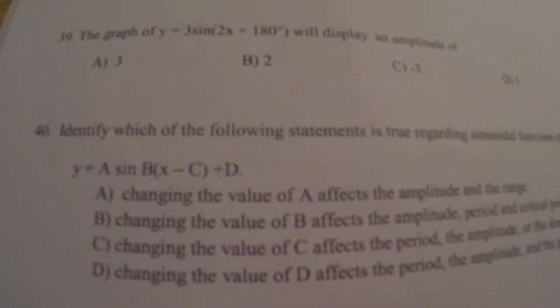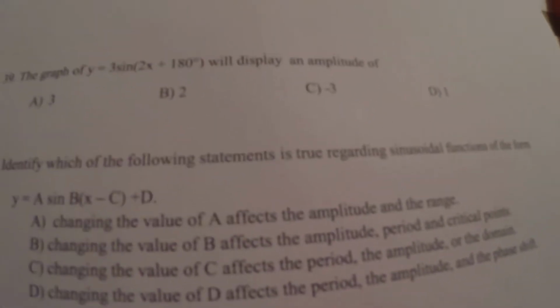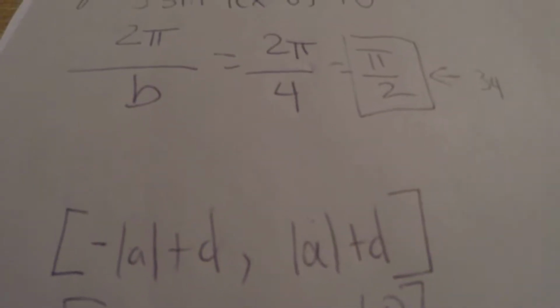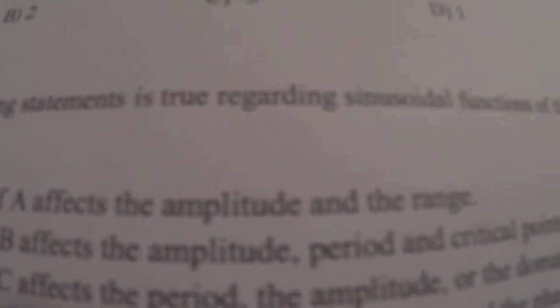Okay, so if I look at A, it says changing the values of A affects the amplitude and the range. Well, earlier, if you look back at the video that talks about number 35, which actually goes through 34 through 37, there was a formula that we used to calculate A, and the range. And that formula was right here. It was negative absolute value A plus D, comma absolute value A plus D. And so A and D affect the range. So changing the values of A affects the amplitude and the range.